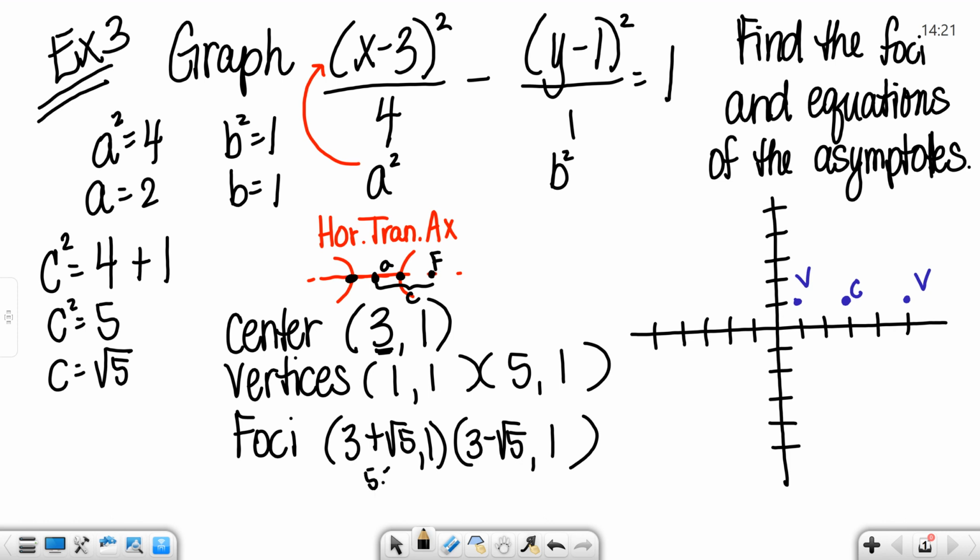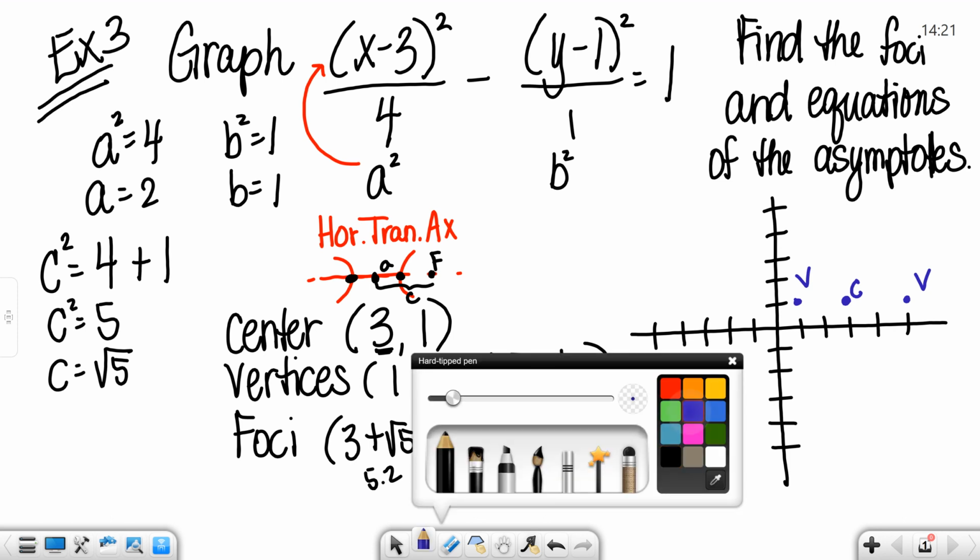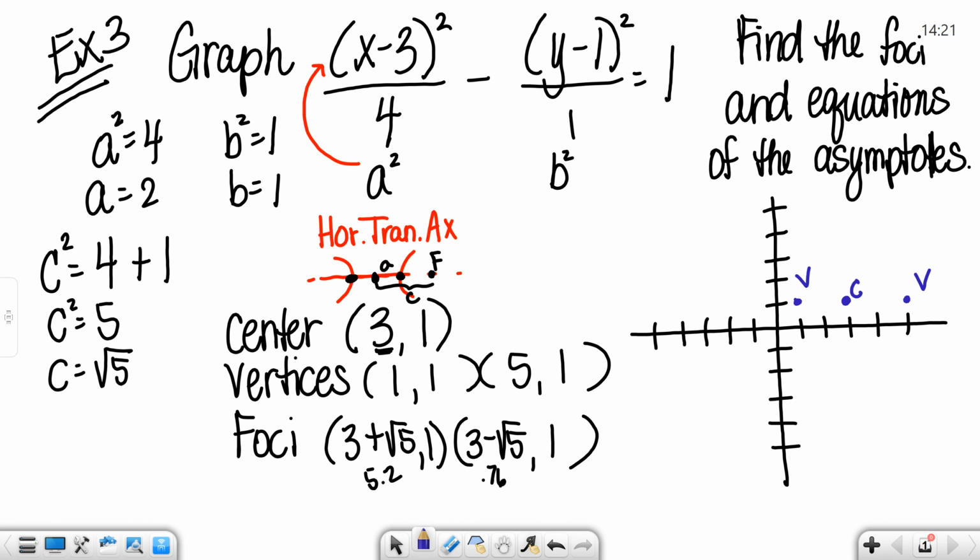Okay, this 3 plus the square root of 5 is about 5.2. The 3 minus the square root of 5 is about 0.76. Just so you can kind of know where to put that on your graph. I'm going to go back to my purple. All right, so 5.2 would be really close to my vertex, so I'm going to move that little V over a little bit. So here would be my foci. And then this other foci would be really close right here. It says 0.76, probably even closer than what I drew it.